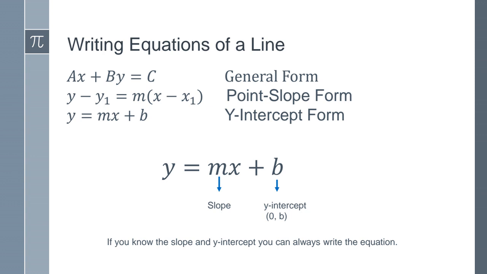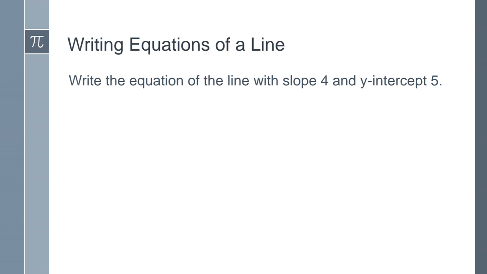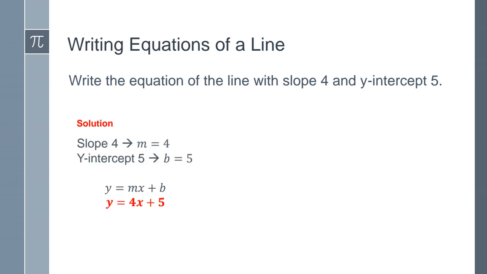Write the equation of a line with a slope of 4 and a y-intercept of 5. On this one, they're giving me the slope and the y-intercept, so I can use my slope-intercept form just to write it. I don't have to calculate anything. The slope 4 means m equals 4. The y-intercept 5 means that b is equal to 5. So this is my equation, y is equal to mx plus b. So I can just write it out: y is equal to 4x plus 5.